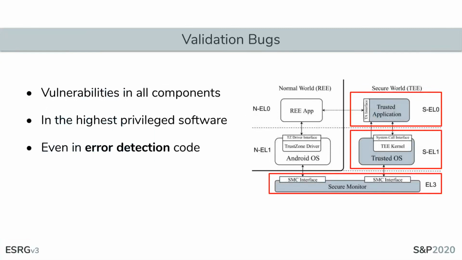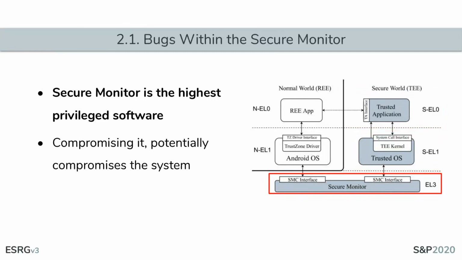Trusted applications, which comprise most of the code in the TE and implement complex features, so this is not too surprising. Trusted OS, which has access to all system resources and whose compromise severely affects the system platform, and even in the highest privileged software, the secure monitor. What's more surprising is that even error-checking code might be buggy. The example I'll show you shows a validation bug within the secure monitor.